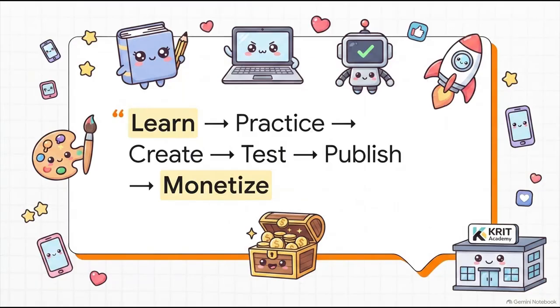So, the crucial point we arrive at is this overarching Creative Academy philosophy. It's all about a cycle of continuous action. You don't just study, you apply. You learn the theory, you practice the code, you create a unique visual identity. You test it rigorously, you publish it proudly, and finally, you monetize it intelligently.